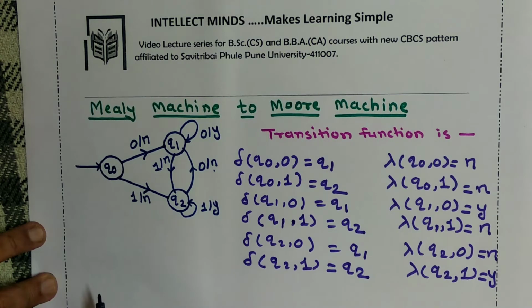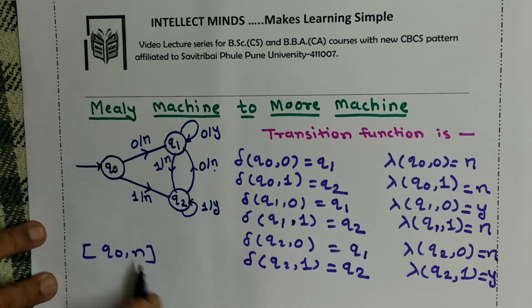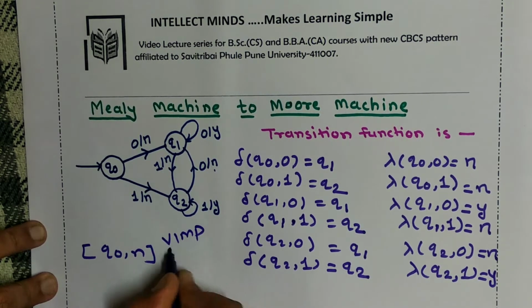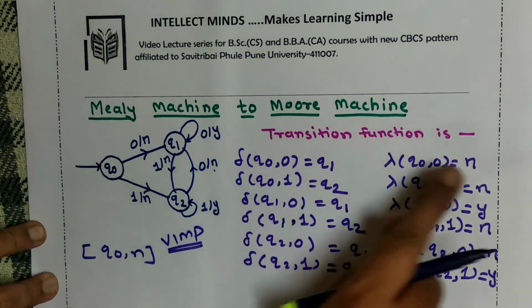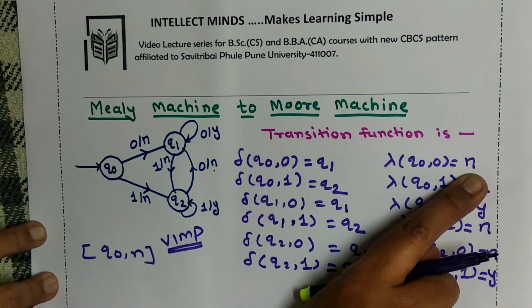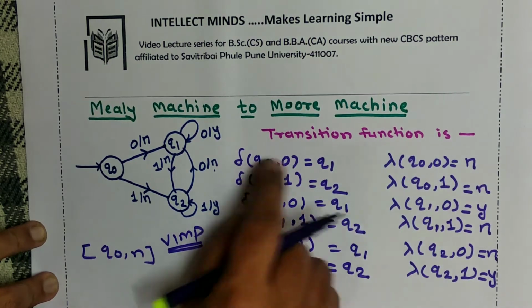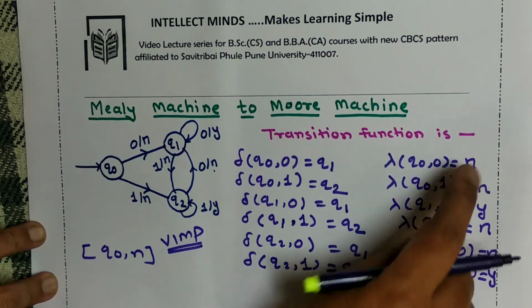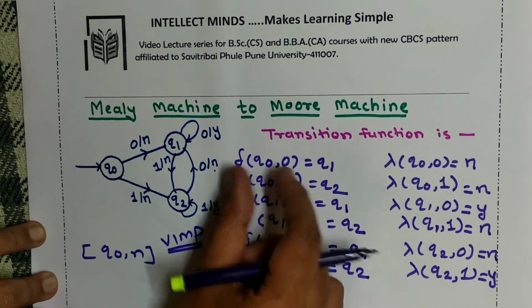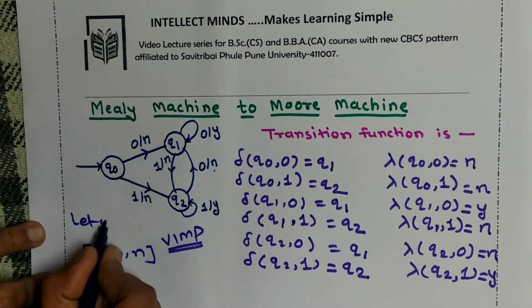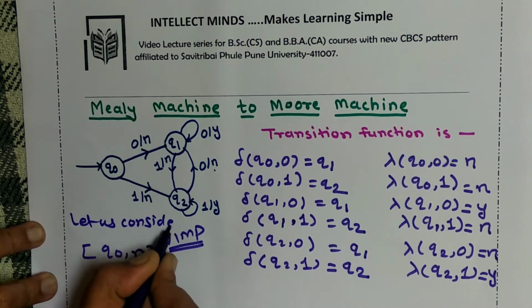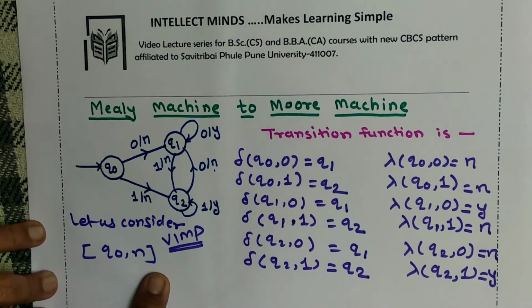For this, consider that the starting state is Q0, N. Very important statement: Q0, N. From where do we take it? We take the starting state Q0 and its starting output N. So make the pair of Q0 and N, not Q1, N. Always remember the starting state and its starting output, Q0, N. Let us consider that the starting state is Q0, N.